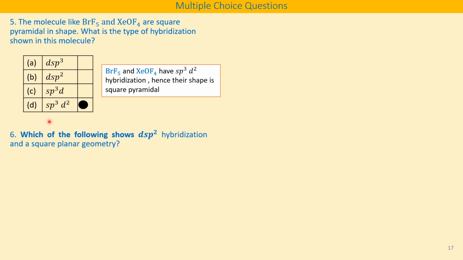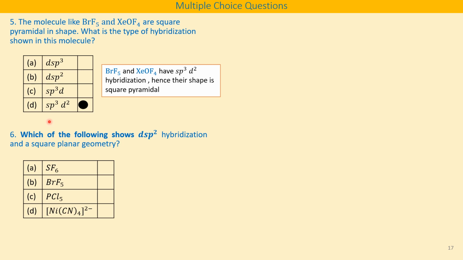Next question. Which of the following shows dsp2 hybridization and a square planar geometry? Four options are given. Option A SF6, option B BrF5, option C PCl5, and option D [Ni(CN)4]2-. The correct answer is option D. Please mark it. You have to remember and mark the correct answer.